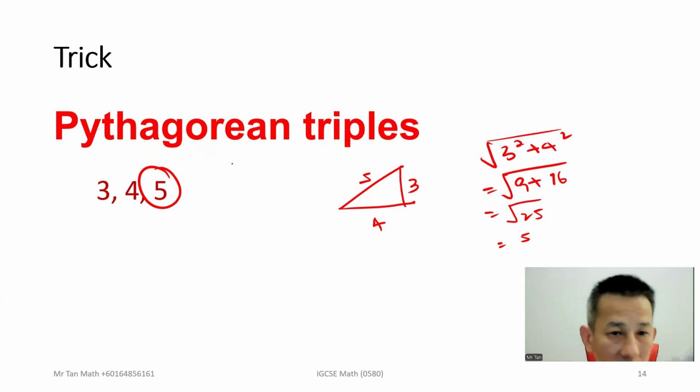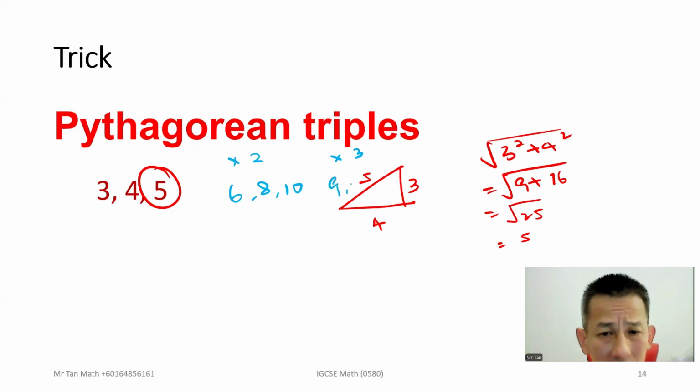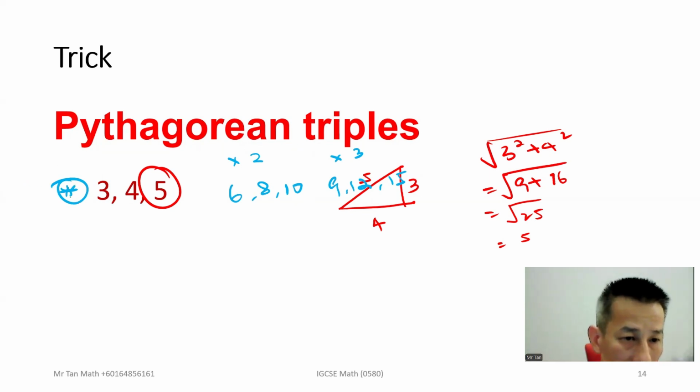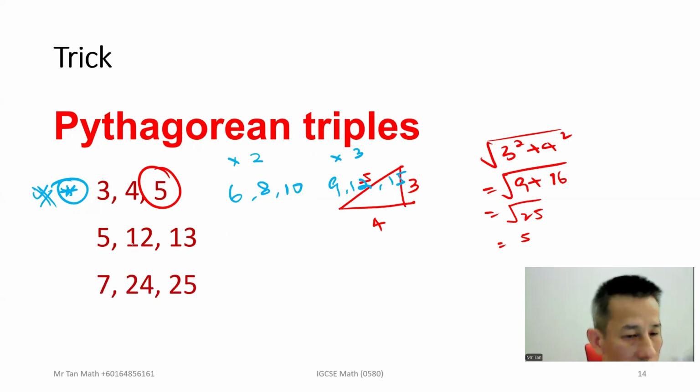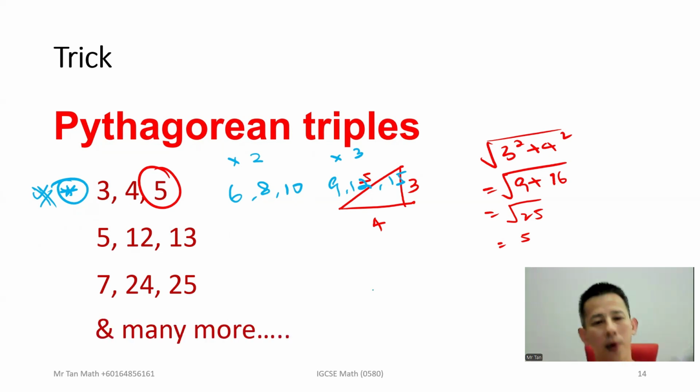Or multiples of this. For example, you times 2, you get 6, 8, and 10. If you times 3, then you get 9, 12, and 15. These are the most common Pythagoras triples. It's very popular, so please remember this. The next one is 5, 12, 13. Same thing. Or you can use 7, 24, 25, and there are so many more. You can check the Pythagoras triples. If you can remember this, it will help you calculate faster, and if you need to calculate without a calculator, you can use this.